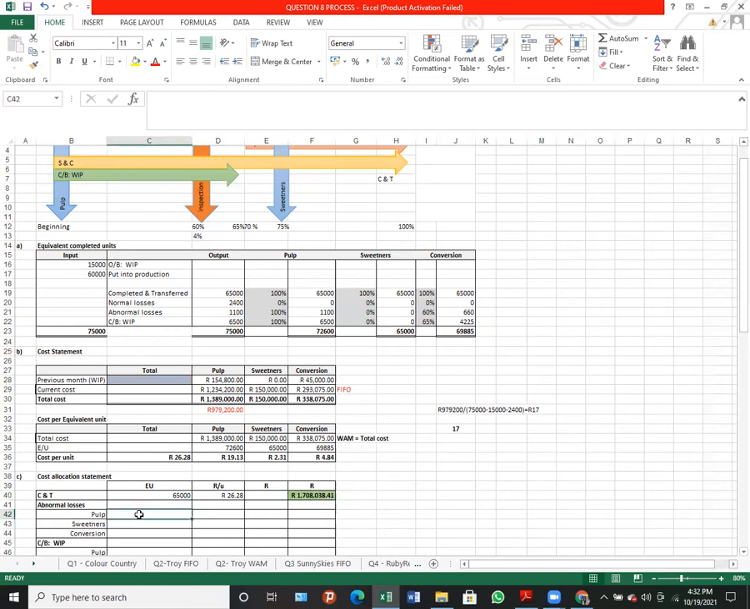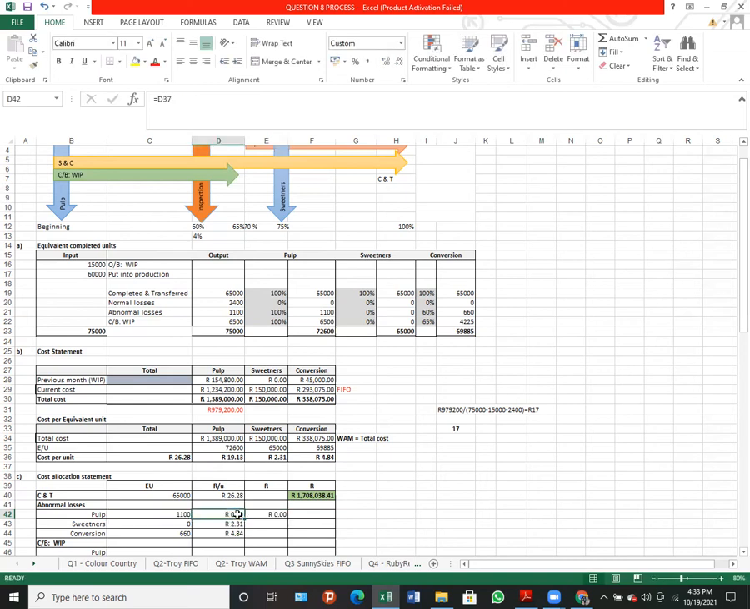Okay, abnormal units, guys. How much for pulp is this one? Copy and paste, ne? Sweetener, abnormal 0. Conversion 660. You see? And then here, guys, is the amount per unit. Copy and paste. Ne? Then 0 times this.